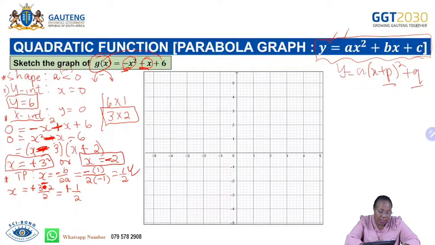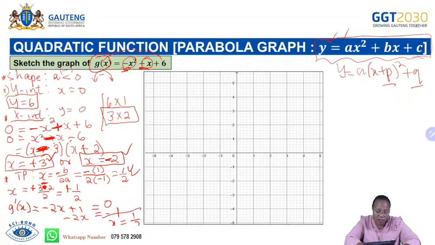So you are taking 3 then minus 2, which gives you 1 over 2. Or you can use your calculus method where you are differentiating. So we look at g derivative of x, which will be minus 2x plus 1, and then we let it equal 0. This will be minus 2x equal to negative 1. Divide by negative 2 on both sides, therefore your x will still be a half. Can you see, grade 12? Same x values for your turning point with all three methods.